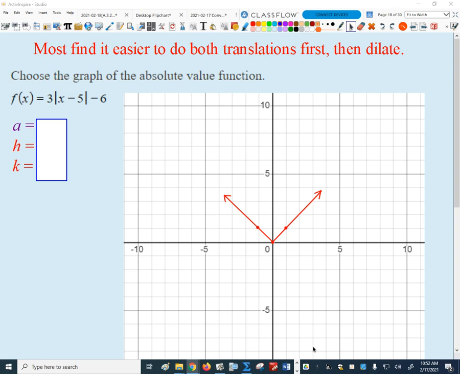Okay, so everybody take a look at this function, please, and I want you to tell me what are the values of A, H, and K. Think about that for a second, and then type it in chat for me. What are the values of A, H, and K? Tell you what, let's do them one at a time. So in chat, everybody type in chat, what's the value of A?